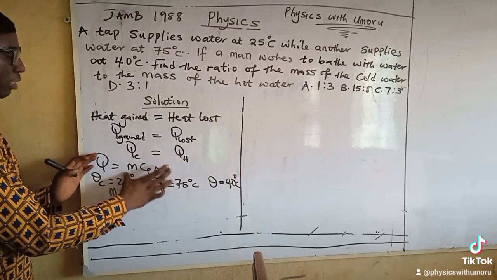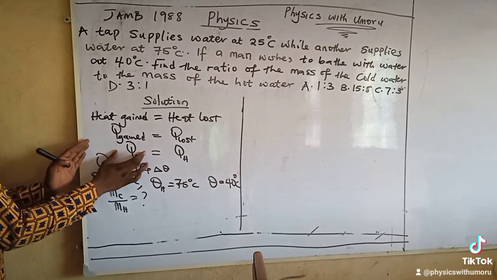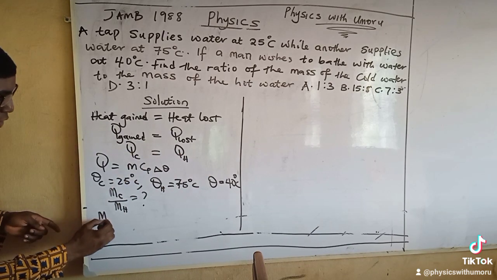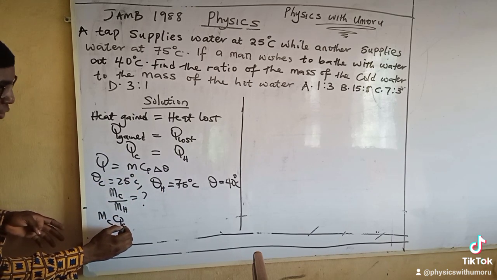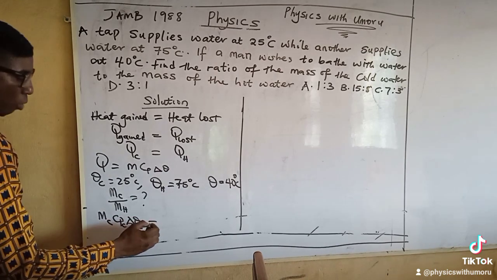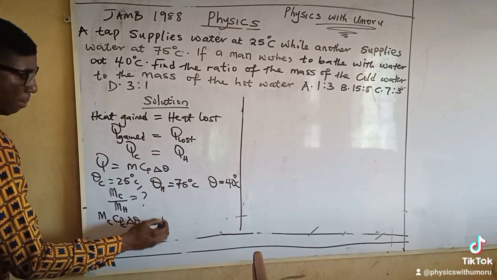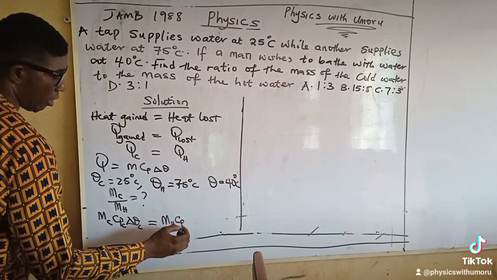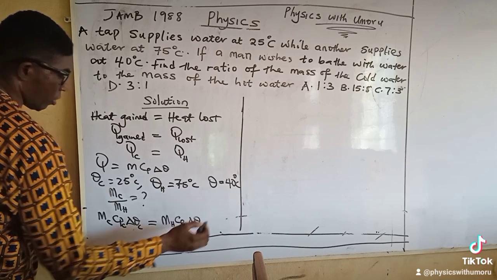So which means I will make this specific for the cold and make it specific for the hot. So heat gained by the cold water, the formula will now be mass of cold times specific heat capacity of cold times change in temperature of cold, which should be equal to heat lost by the hot water, which will be mass of hot times specific heat capacity of hot times change in temperature of hot.